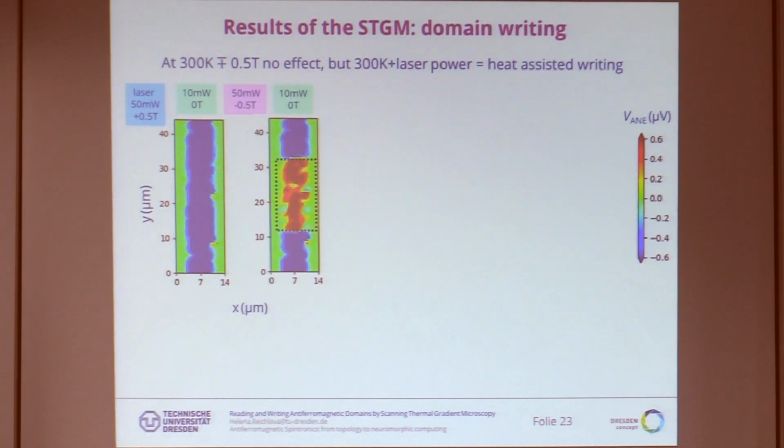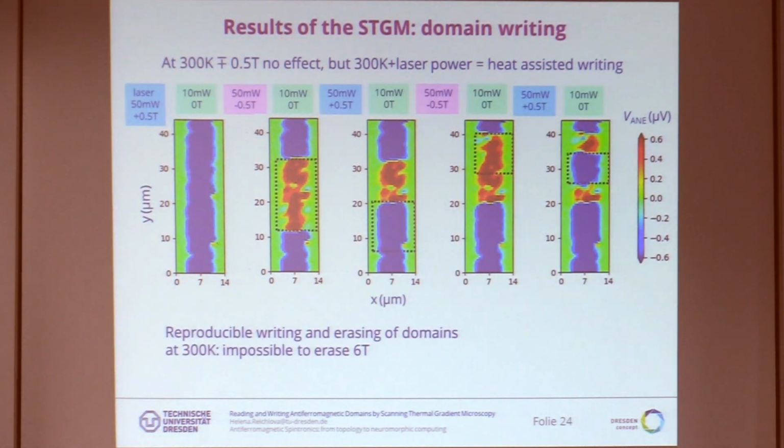Then we select a certain region, which we scan with this high power laser and magnetic field applied. Then the magnetic field is switched off, and with the low laser power, we can read such a pattern which was written. And this can be done there and back. It can be written blue here, red here, blue in the middle. It feels rather reproducible and easy.